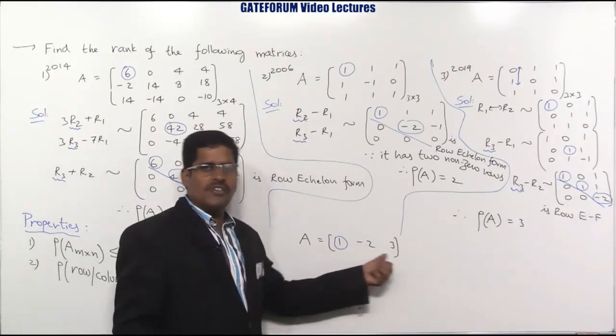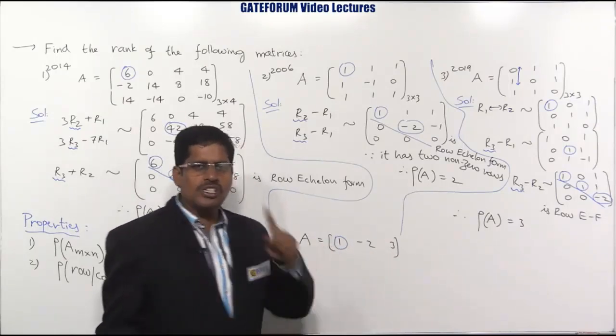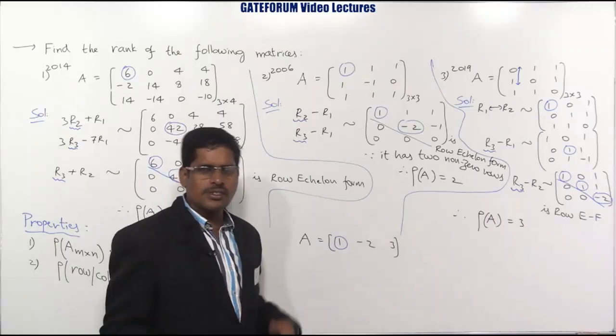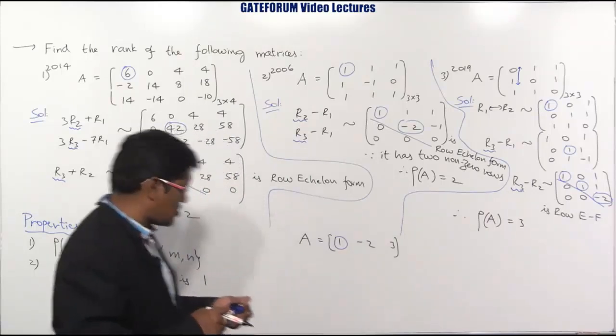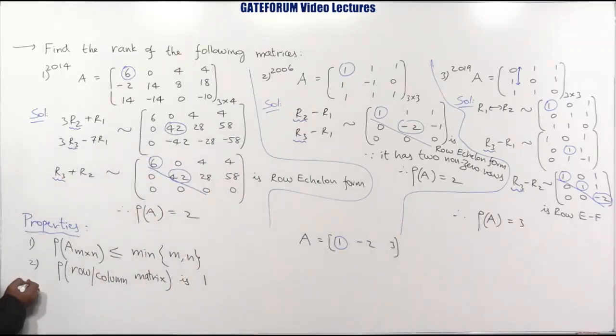So this itself is called row echelon form. The number of non-zero rows is 1. So the rank of a row matrix is 1. Similarly, you can verify the column matrix also. Okay. Next, number 3.